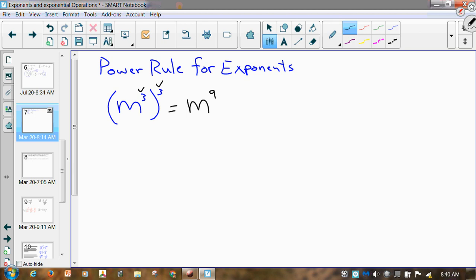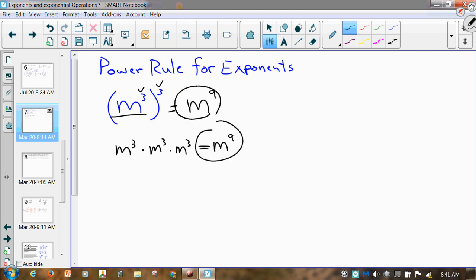So what if we had m cubed? Well, what do we got? We've got m cubed times m cubed times m cubed, right? So we take this m cubed base and we're going to raise it to the third power, so we're multiplying it 3 times, and we get m cubed times m cubed times m cubed. If we now use the addition rule, what do we got? 3 plus 3 plus 3 is m to the 9th, okay? And that's exactly what we have here. So the power rule says that when we raise a power to a power, we will multiply the exponents.